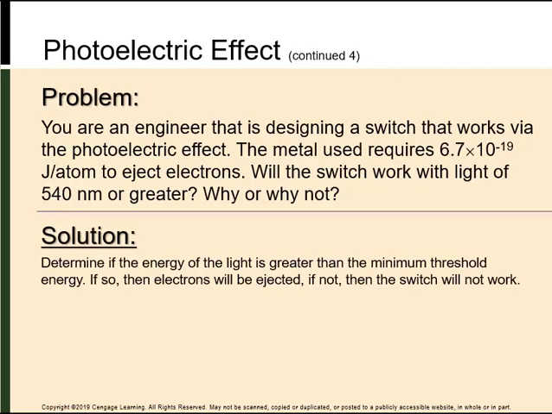So let's think about a situation. You're an engineer designing a switch that works via the photoelectric effect. The metal used requires 6.7 times 10 to the negative 19 joules per atom to eject electrons. Will the switch work with light of 540 nanometers or greater? Why or why not? Well, we need to determine that minimum threshold energy. If the photon energy is greater, then the electrons will be ejected. If not, then the switch won't work.